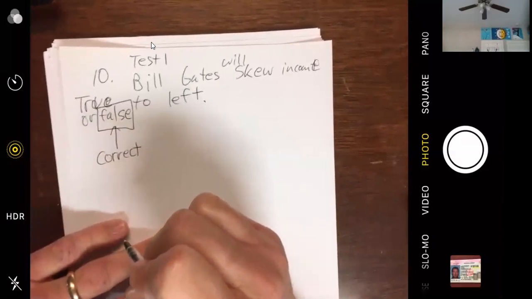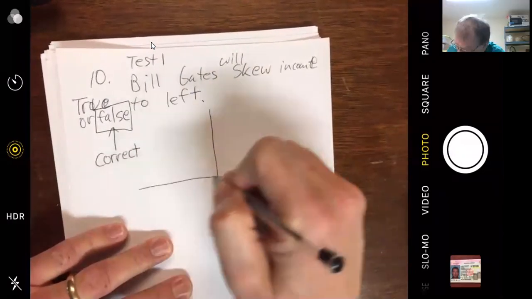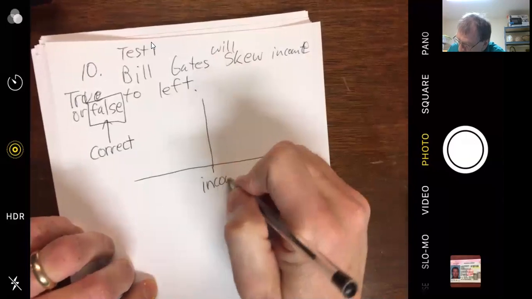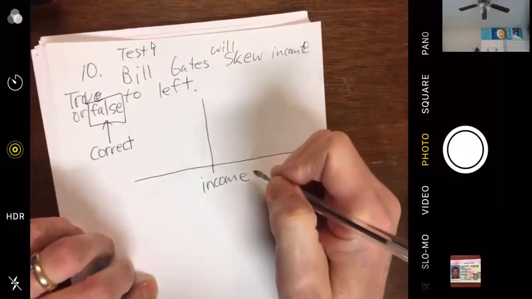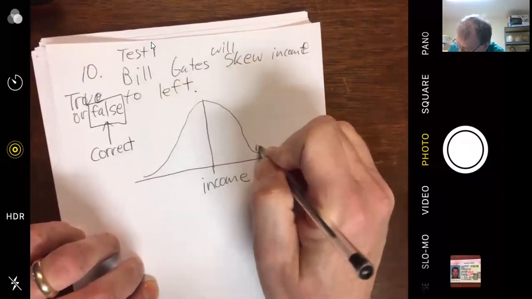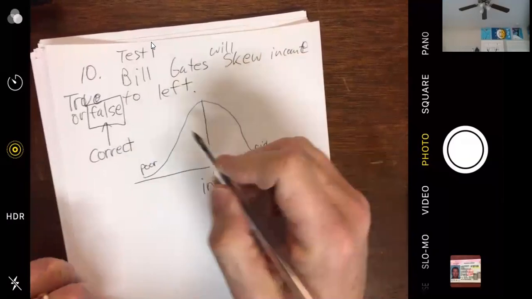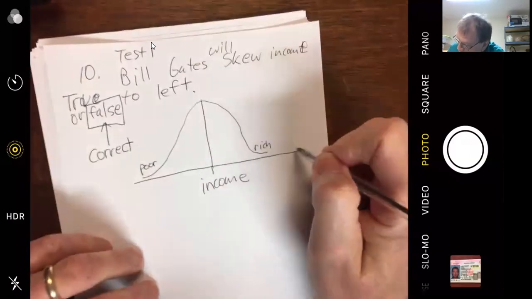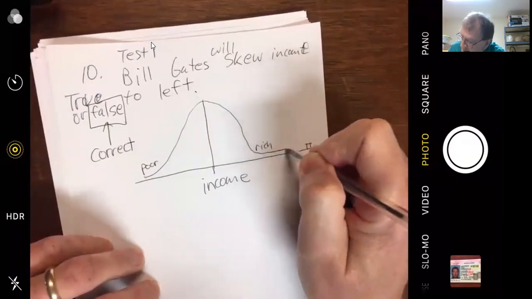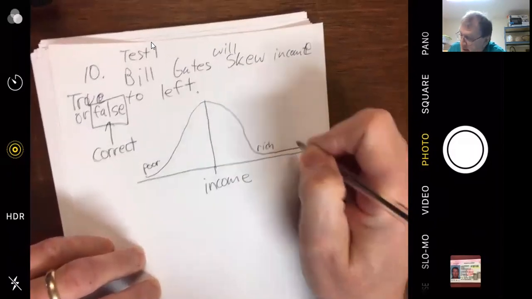I don't get the skew right and left. My brain, how I'm thinking, it just doesn't work for me. So what I do is try to sketch it out, and I put what we're talking about, which is income, on the bottom axis. You can imagine it being symmetric, which is just as many rich people, high income, as poor people. So Bill Gates, super rich, he's going to be way out here, and that extends it to the right, making it skewed right.